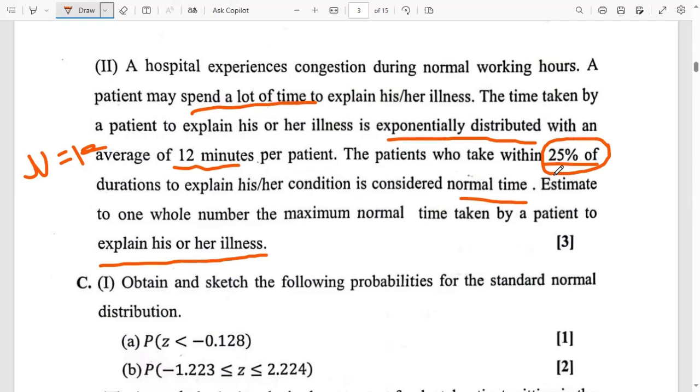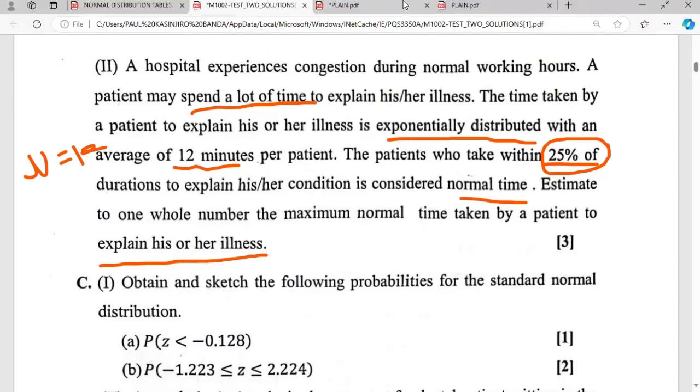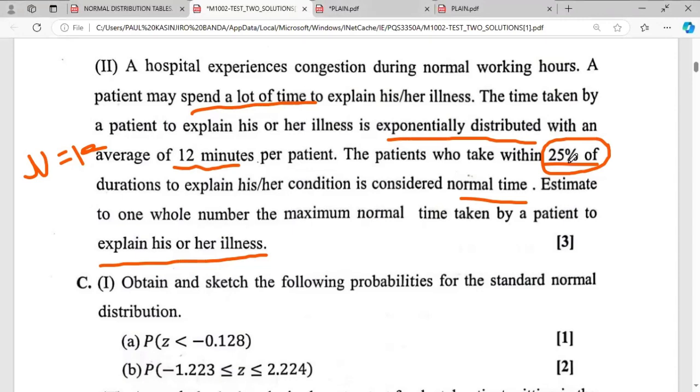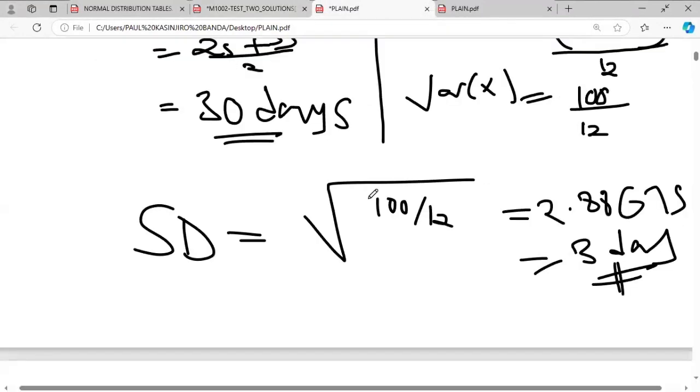So now you have to be familiar with two formulas here. One, for the PDF of the exponential distribution. Two, for the CDF of the exponential distribution. Because we are going to use the CDF to find the answer here.